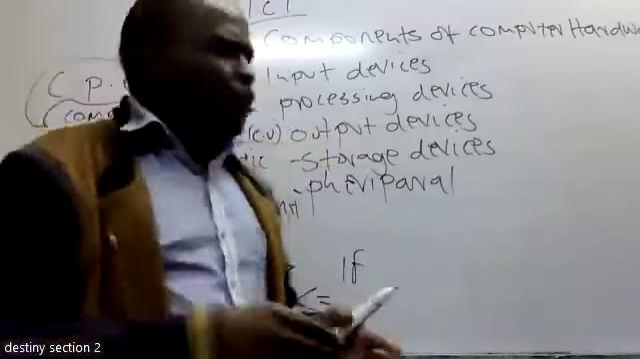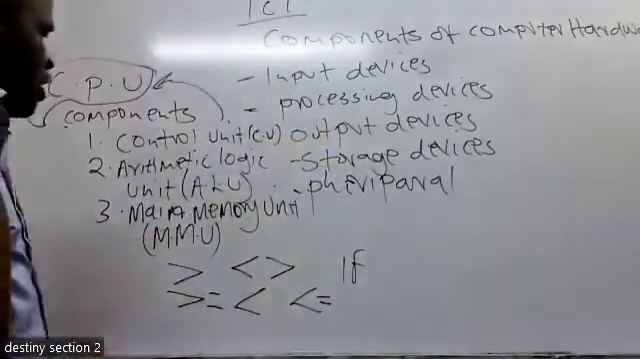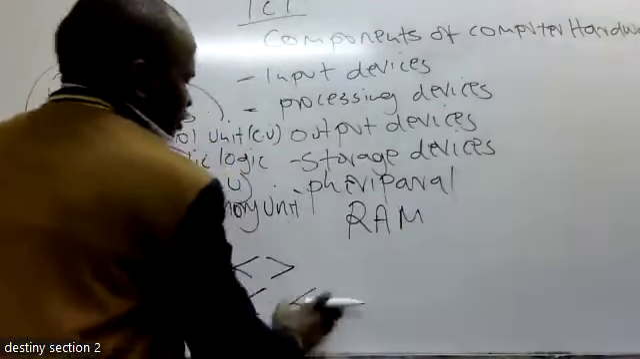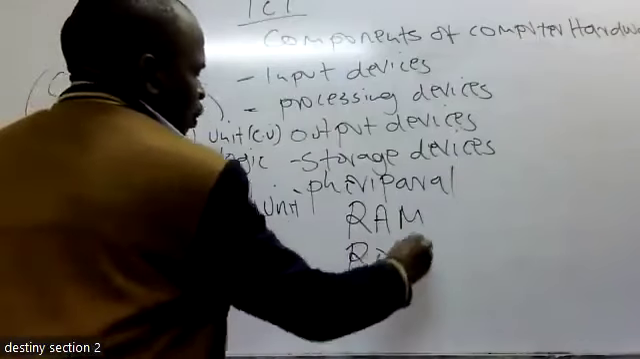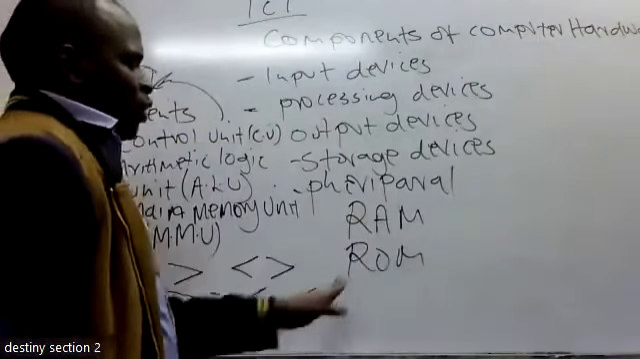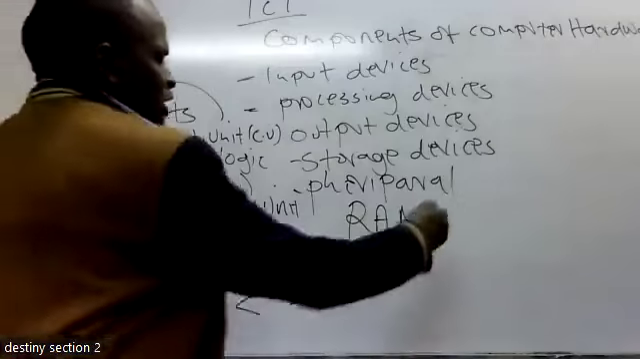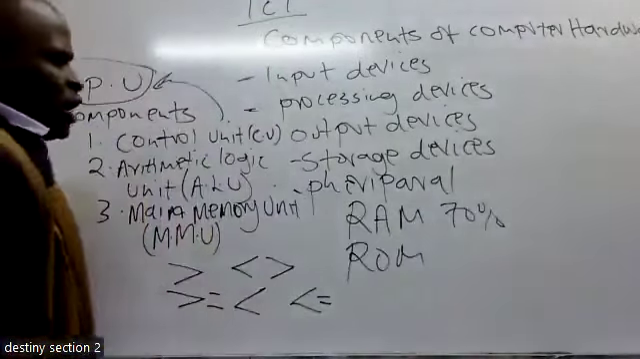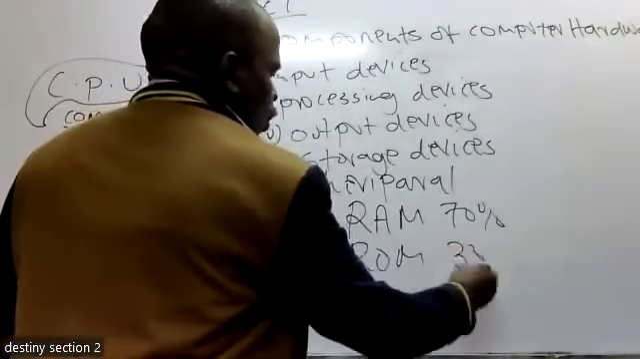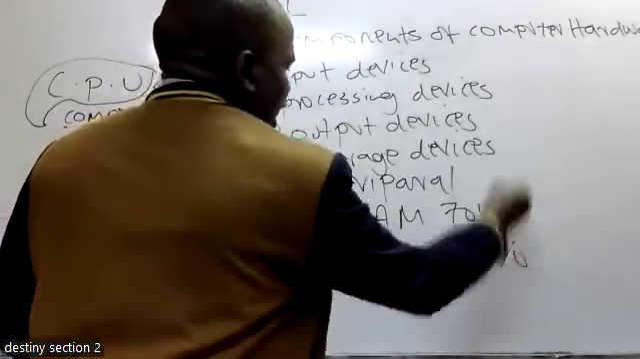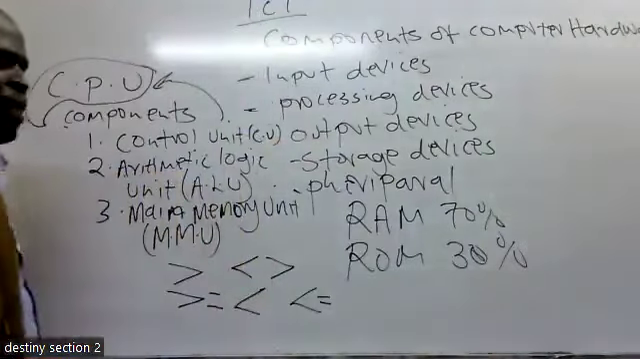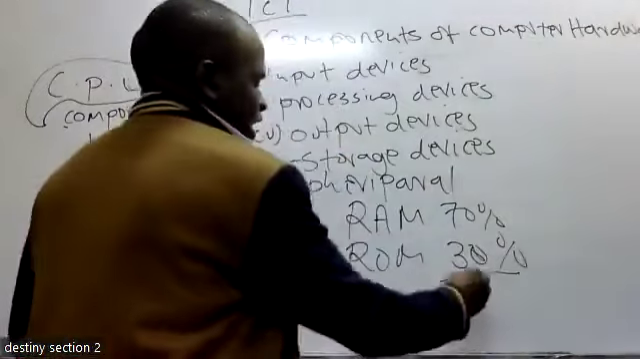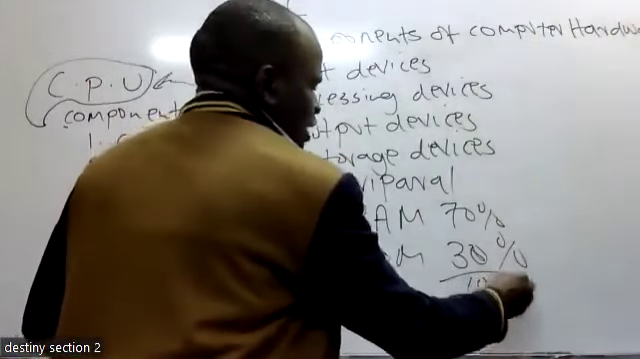The primary memory of the computer is the random access memory. So this main memory unit, we have RAM, and at the same time we have the ROM, read-only memory. We said yesterday RAM will make up to 70% of a computer memory, and the ROM, read-only memory, takes the remaining 30%. So 70 plus 30 is 100%.